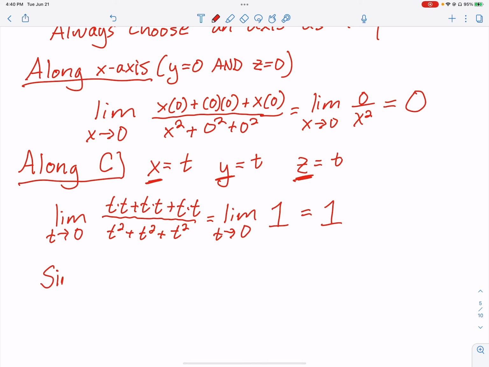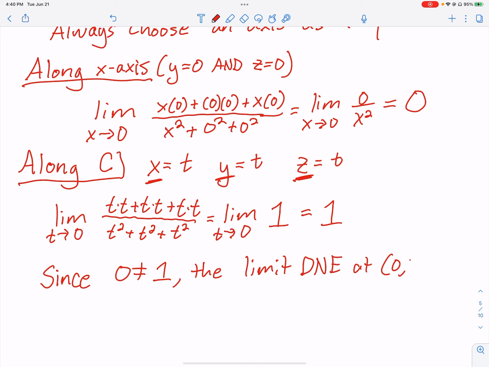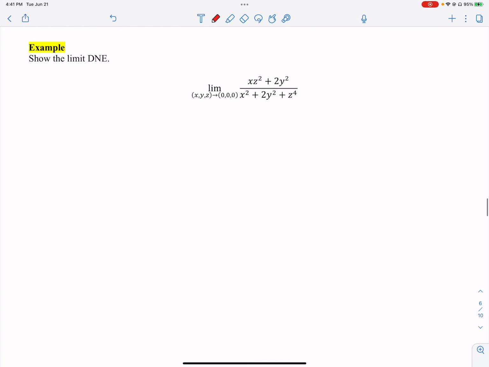So we write the bare minimum here. Since 0 does not equal 1, the limit does not exist at (0, 0, 0). So again, even if there are three variables, we're looking for another path. This parametric equation stuff is the key to this. All right, let's do one more example of proving a limit does not exist.